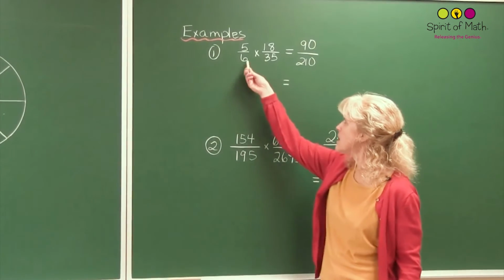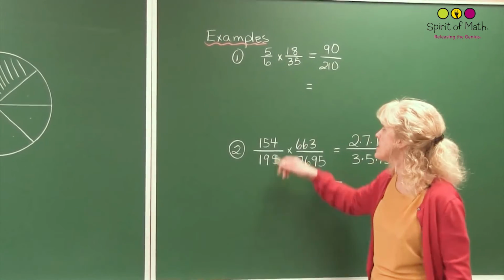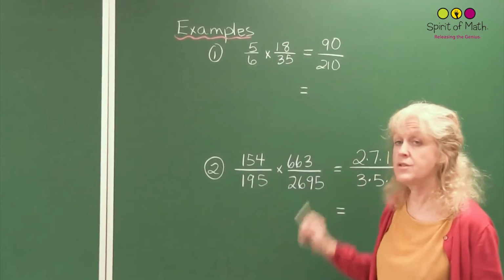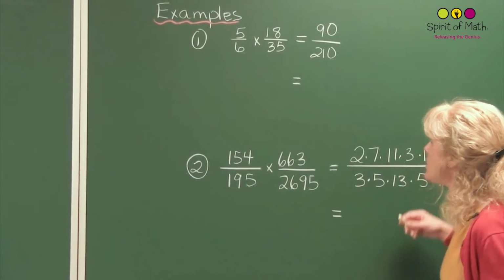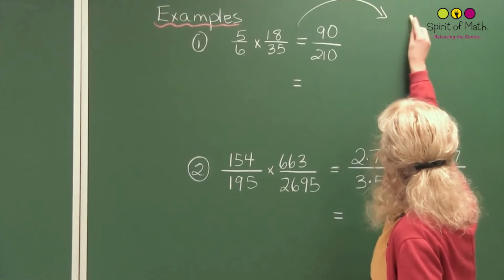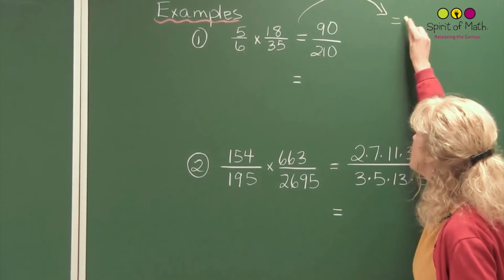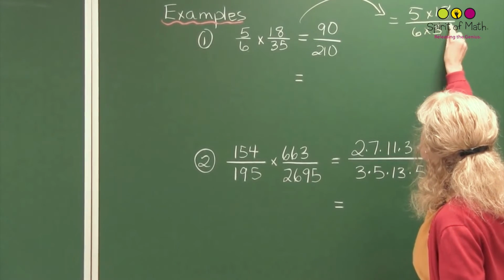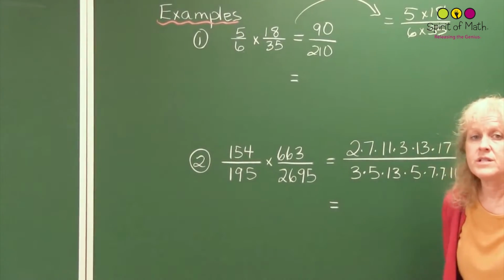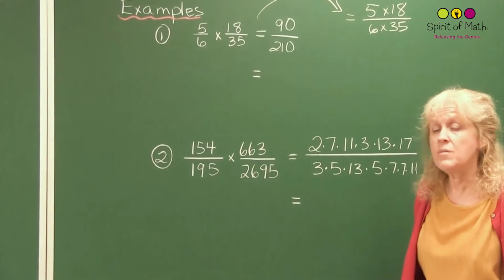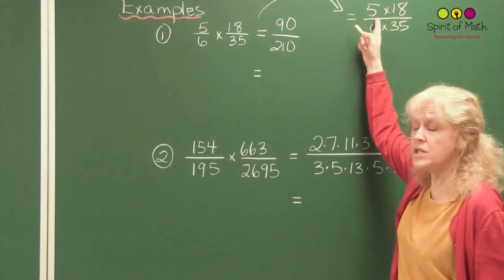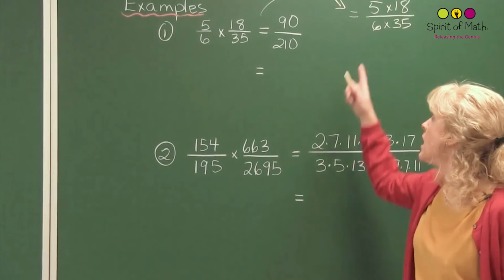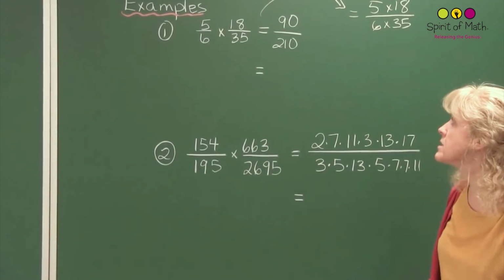Here's a multiplication of two fractions. You have 5 times 18 is 90, and 6 times 35 is 210. Now, if you wanted to, you could write an in-between step, and you would have that equal to 5 times 18 in the numerator and 6 times 35 in the denominator. Notice it's just written all as one fraction, and then you multiply and you get that. You don't need to do that, and I encourage you not to, but it's just so that you understand what's going on. I'm going to be using this in a minute to show you something else as well.